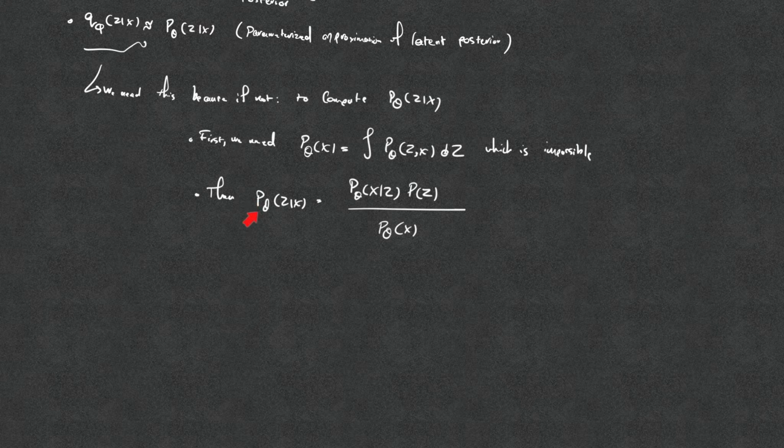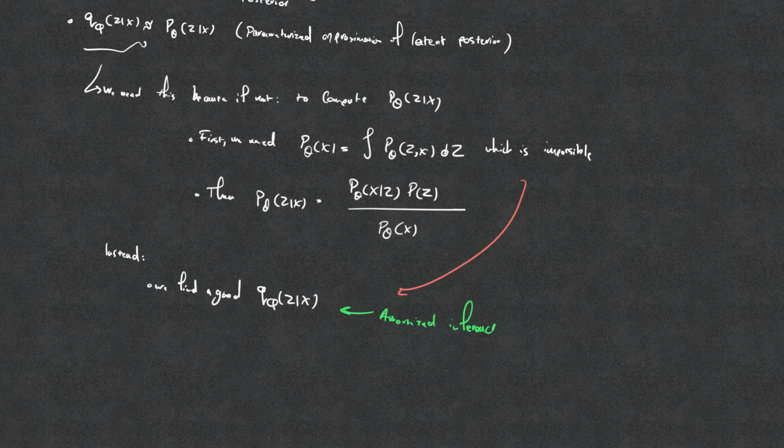You want to parameterize p theta of z and x. How can we write this? We can write this as this. Since you write it as this, you would need this denominator value, which is hard to compute. So that's the motivation for q. You want to find a good approximation for that using the q parameterized with the parameter set phi and z conditioned on x. So this is also called amortized inference.